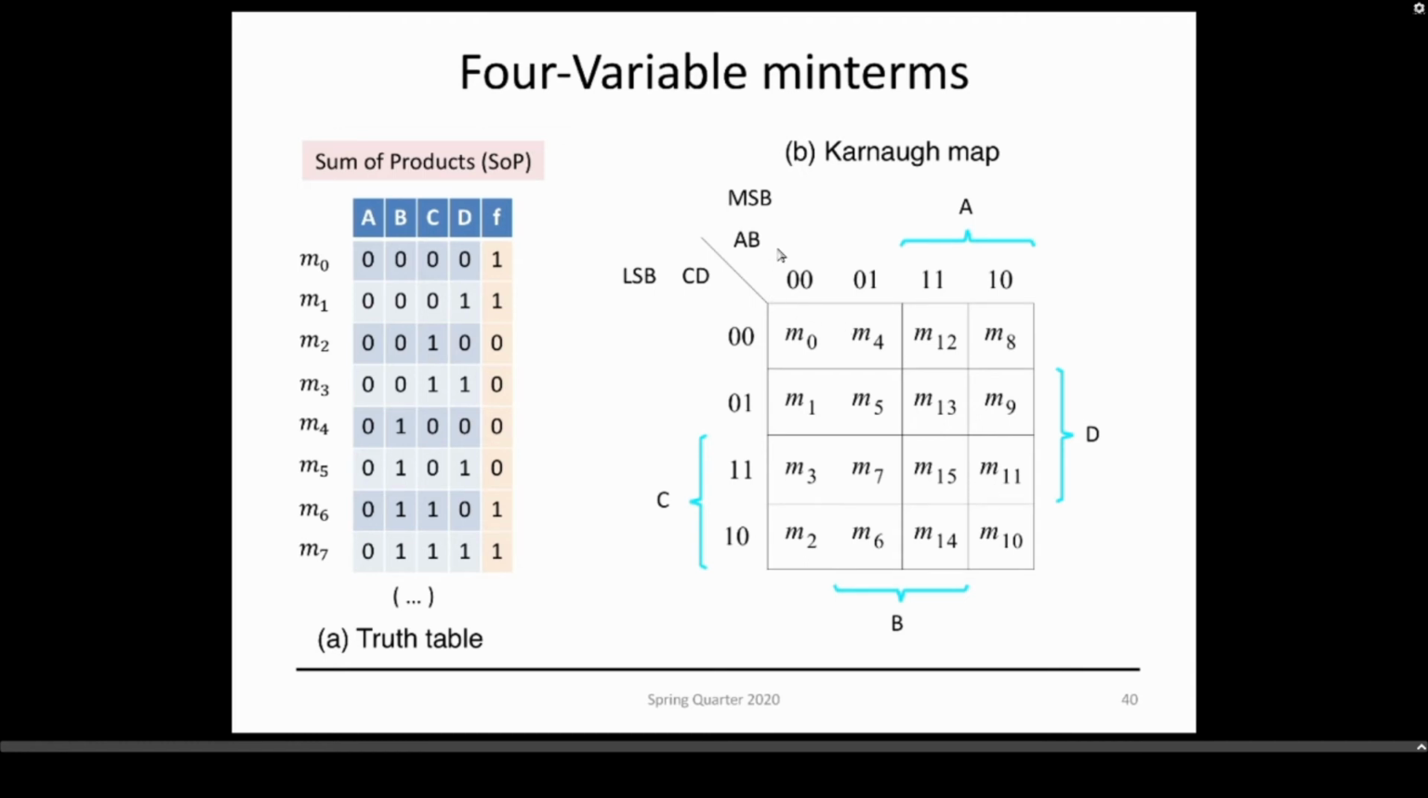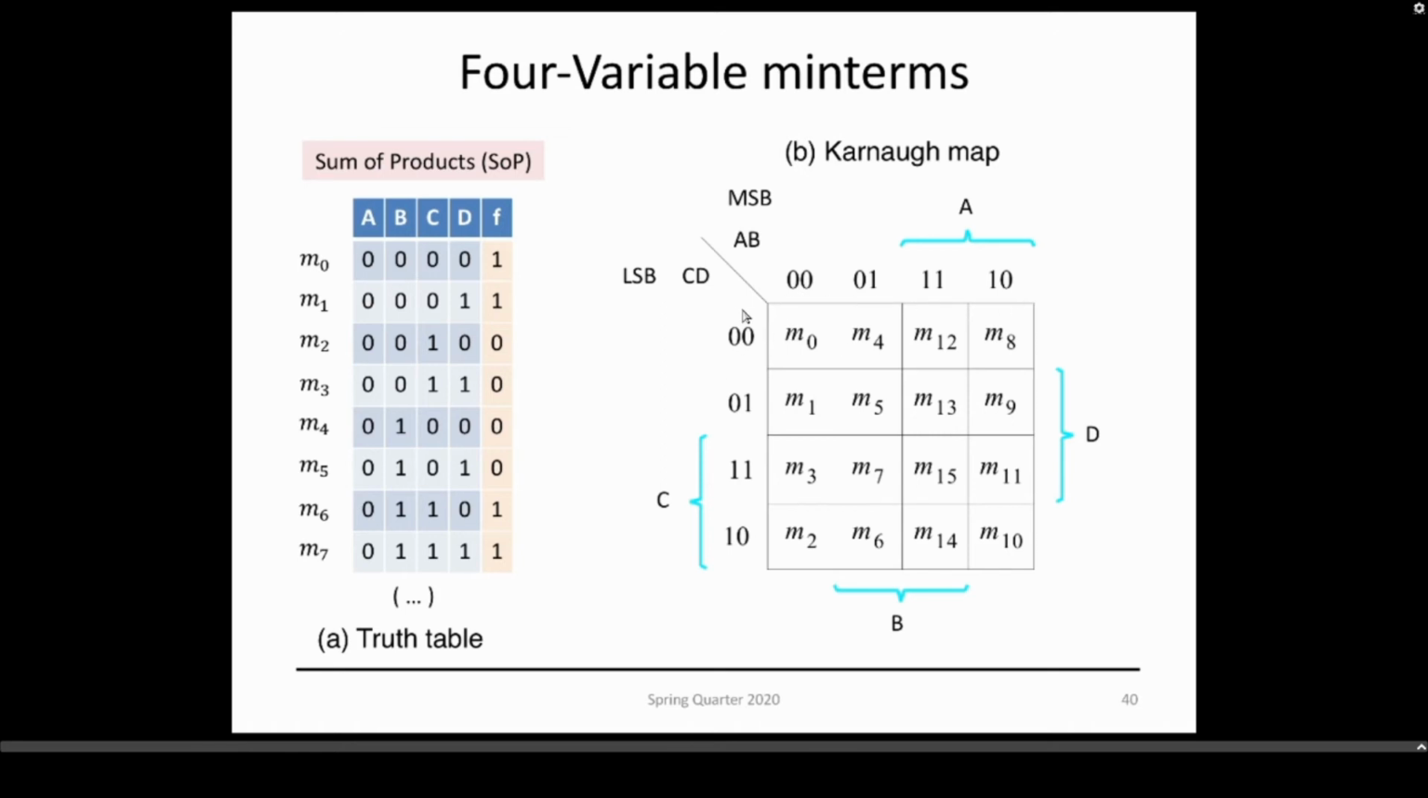What you're going to do is write the most significant bits A and B on the top and the least significant bits C, D on the bottom. You're going to write the gray code on the top and also the gray code on the left. And now you place the minterms on your table. Again, you don't need to memorize this placement. You just need to know how to read this table.